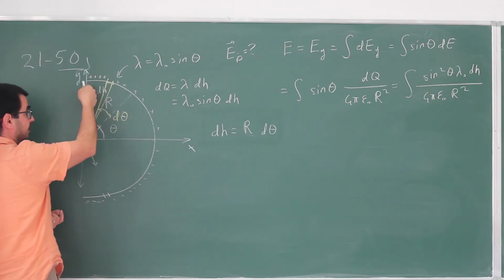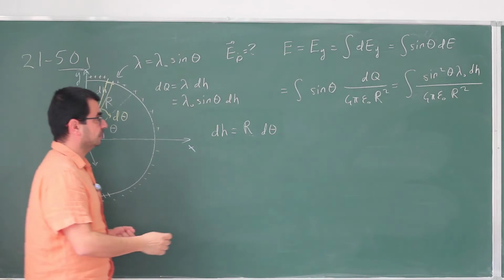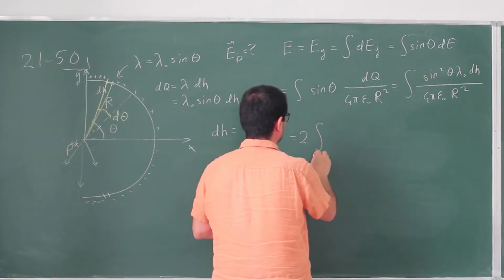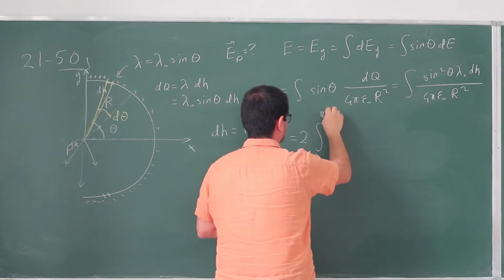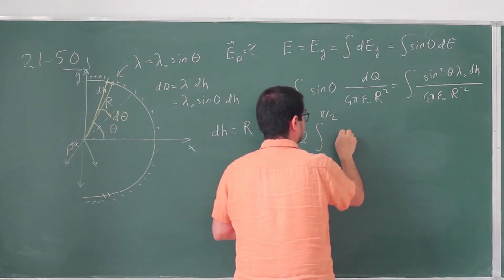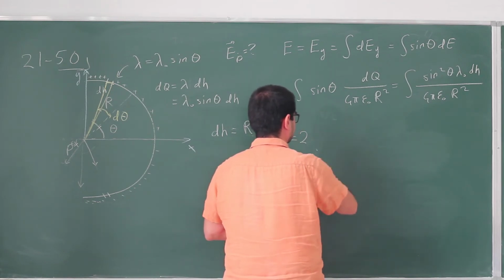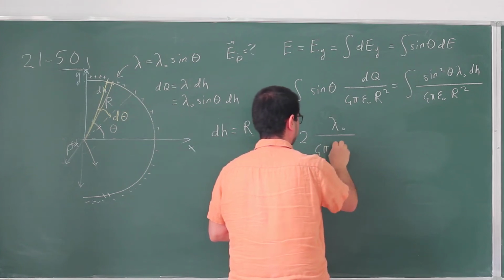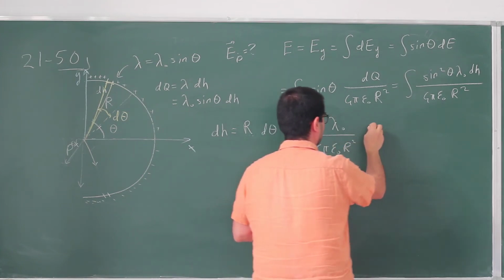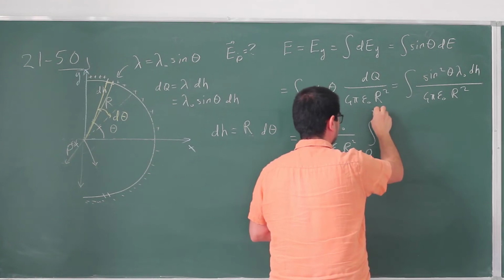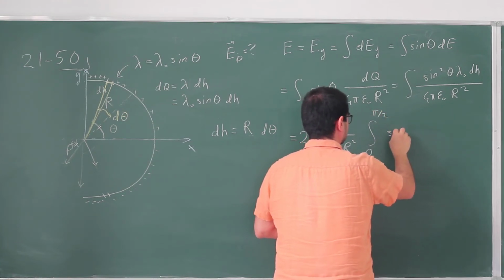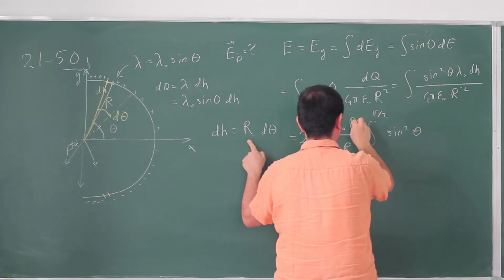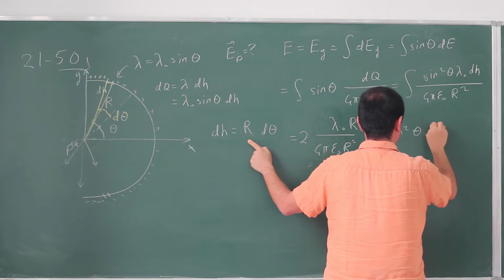I can just take this part and multiply by 2, which is what I'm going to do. So I'm going to say this is 2, from 0 to pi over 2. I can take some of these out. So I'm going to take lambda 0 out. I'm going to take 4 pi epsilon naught r square out. I'm going to end up with 0 to pi over 2 sine square theta. There is an r here, so I'll take that r out as well, r d theta.